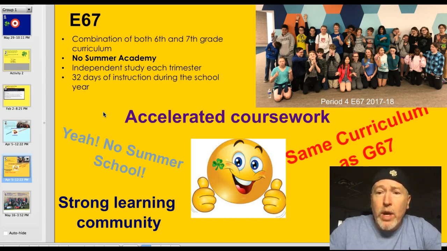So if you were to have twins and have 1 in the E67 and 1 in the G67 class, during the school day, during the school year, everything would look exactly the same. The difference would be 1 would attend the summer academy and do independent study just 1 trimester. The other one would not attend summer academy and would have an independent study each trimester outside of the school day. This also features that same G67 accelerated coursework.